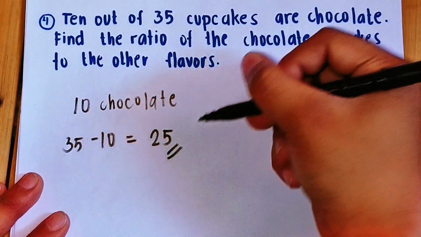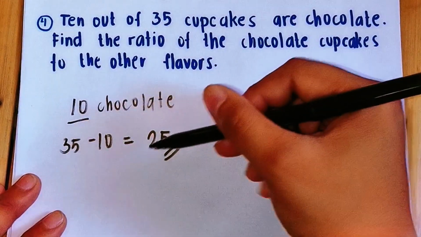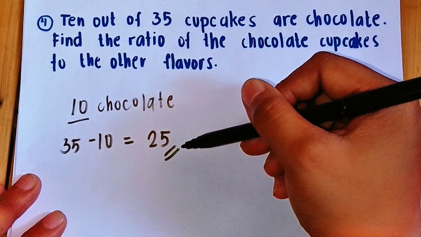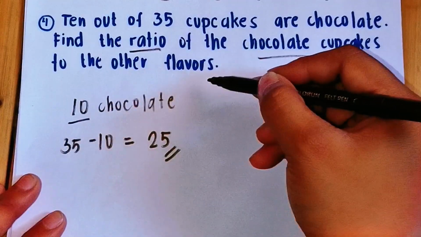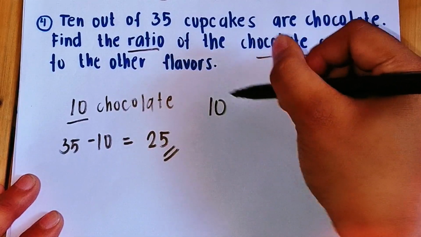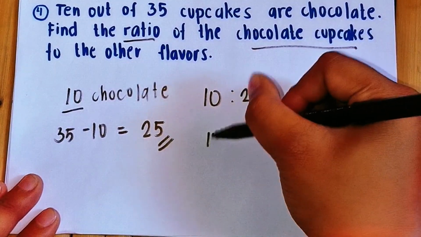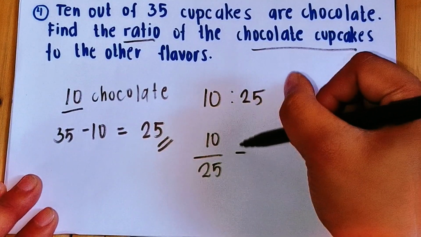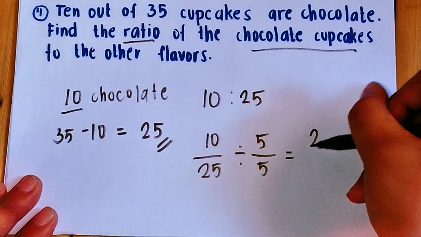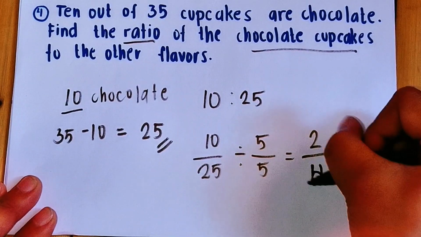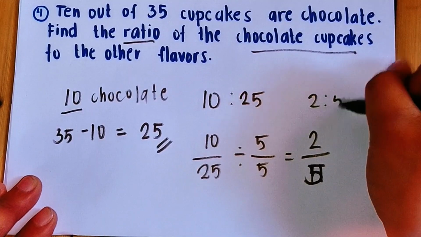25. Now that we have the value of 10 chocolate cupcakes and the other flavors are 25 cupcakes, we can now get the ratio of chocolate cupcakes to the other flavors. So meaning to say, we have 10 is to 25. Let's simplify it. We can divide it by 5. We have 2 over 5, meaning to say we have 2 is to 5.